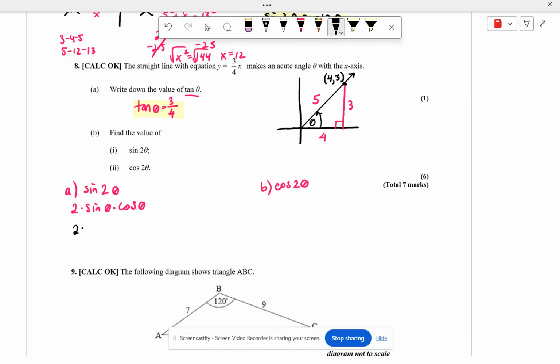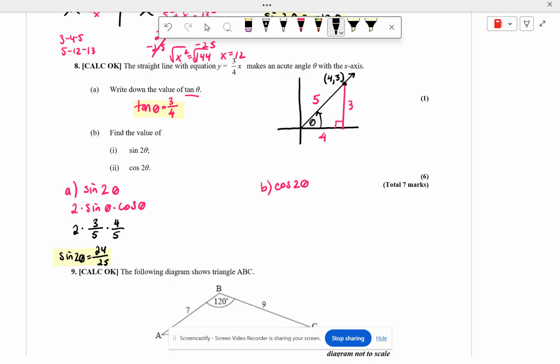So I have 2 times the sine of theta, which is going to be opposite over hypotenuse. So opposite will be 3 over the hypotenuse of 5. And then the cosine of theta is going to be adjacent over hypotenuse. So that's going to be 4 over 5. So now I just do 12 times 2 is 24 over 25. And that is going to be the sine of 2 theta. See how once you get a picture, you're like, oh, okay, I'm cooking. This is easy. Cosine of 2 theta.